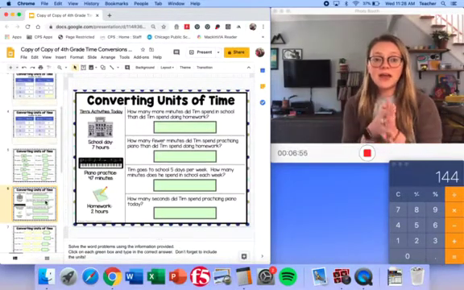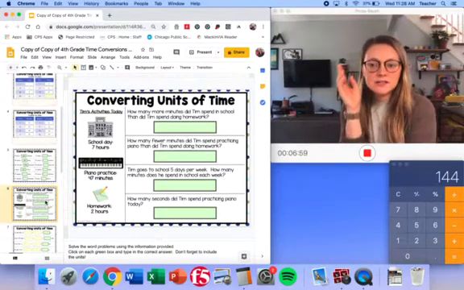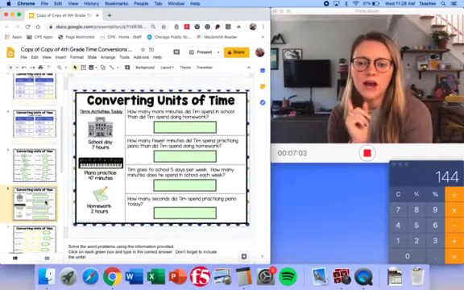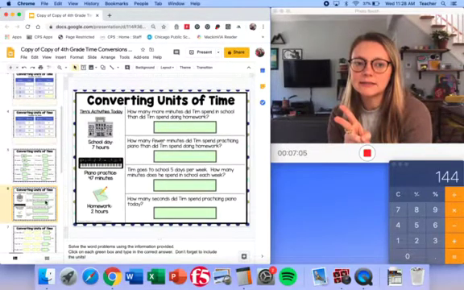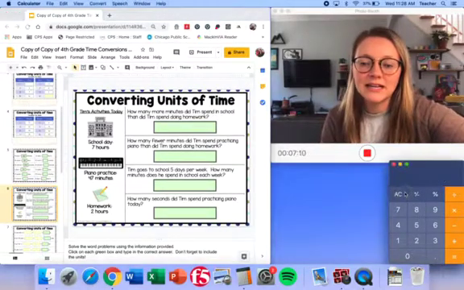Now, if I'm going to compare all of those, I need them to be the same unit length. So I'm going to turn them all into the smallest unit. What's smaller, hours or minutes? Minutes. So I'm going to find the amount of minutes he does each of those things.